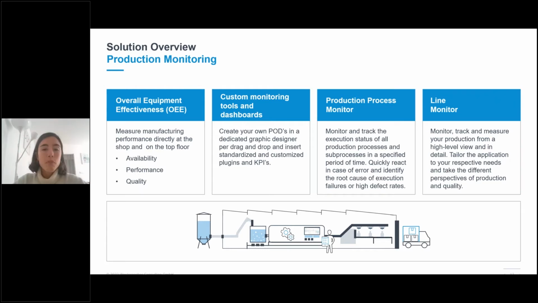So this will provide the advantage of managing your processes centrally. And with the production process monitor, which is mentioned here in the slide, you can quickly react in case you have any error within this automatic process, and identify the root cause of execution failure, or, for example, high defect rates.